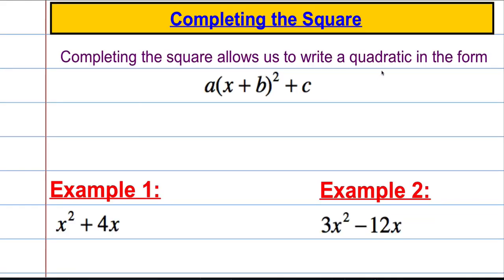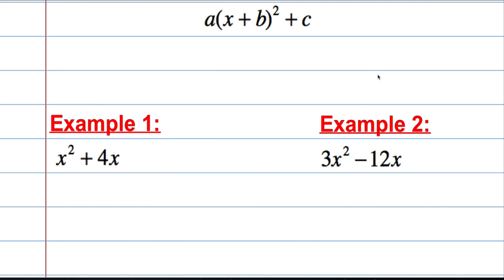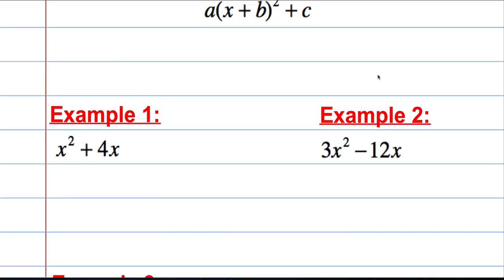Okay, so first example we have here, we've got x squared plus 4x. So what I'm going to do is I'm going to open a pair of brackets because I need this (x plus b) squared. So x must go first.